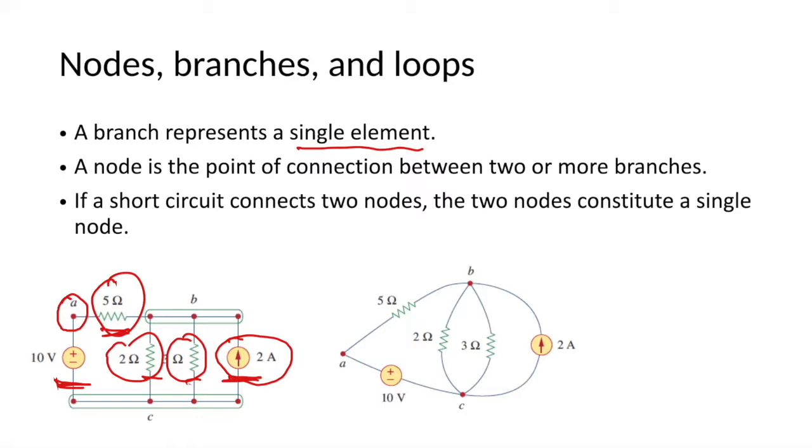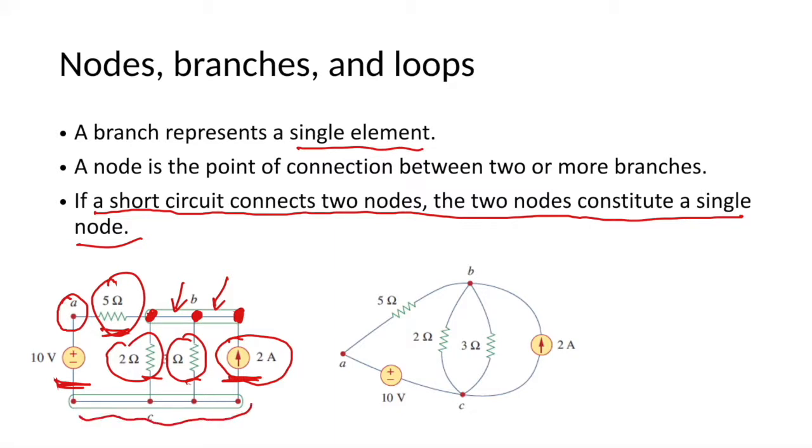Because there are 3 points here, but there is no element among these 3 nodes, this is only one node, not 3 nodes. If a short circuit connects 2 nodes, the 2 nodes constitute a single node. The same thing for node C, because there is no element there, so it is one node.